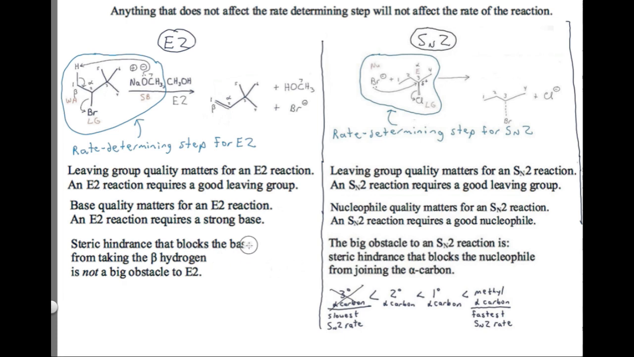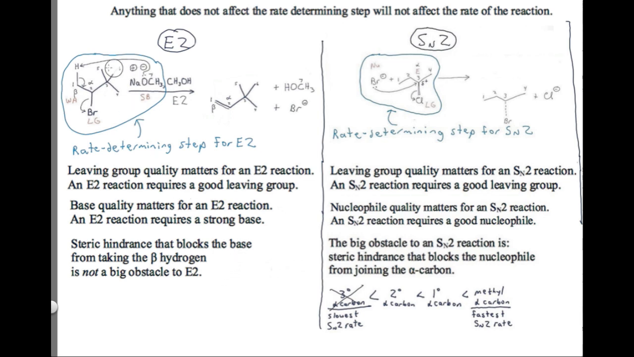Steric hindrance that blocks the base from taking the beta hydrogen is not a big obstacle to E2. So I encourage you to pause the video and try to explain this contrast. See if you can explain why steric hindrance would be a big obstacle for SN2 and not for E2. This is a little bit difficult. This is more difficult than the questions I've asked you earlier, so you might have difficulty with this. But take a few seconds at least to try to explain why steric hindrance is not a big obstacle to E2. Well, now we'll discuss.